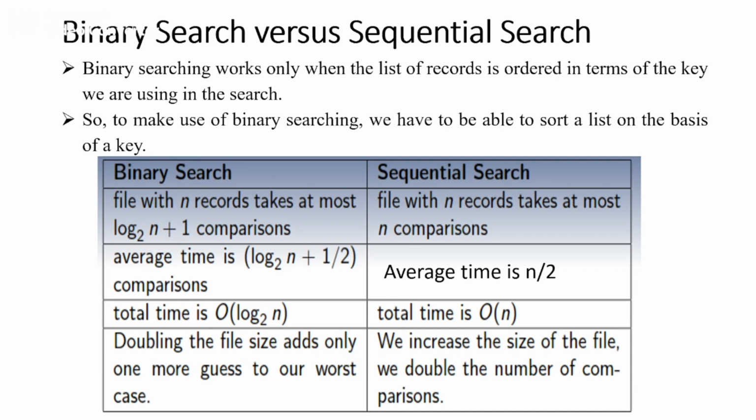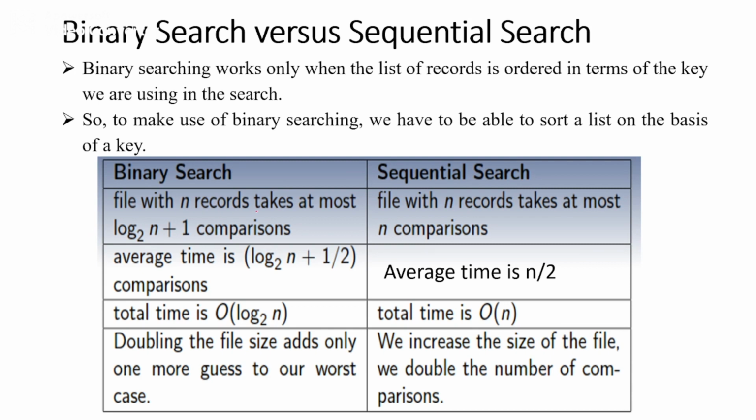But in binary search, what will happen? You are not going to search all the records. Instead, you are going to go for the middle record, and then your search will be constrained to only that part where your record exactly is. Binary searching works only when the list of records is ordered in terms of the key we are using in the search. So to make use of binary searching, we have to be able to sort a list on the basis of a key. So what are the differences between binary search and sequential search?